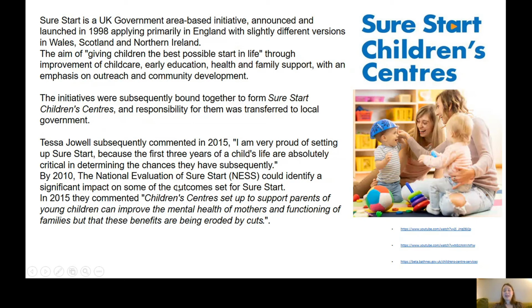By 2010, Sure Start was evaluated and it could identify that there was a significant impact on some of the outcomes which are listed above. In 2015, they commented, "Children's centres set up to support parents of young children can improve the mental health of mothers and the functioning of families. However, these benefits are being eroded by cuts."